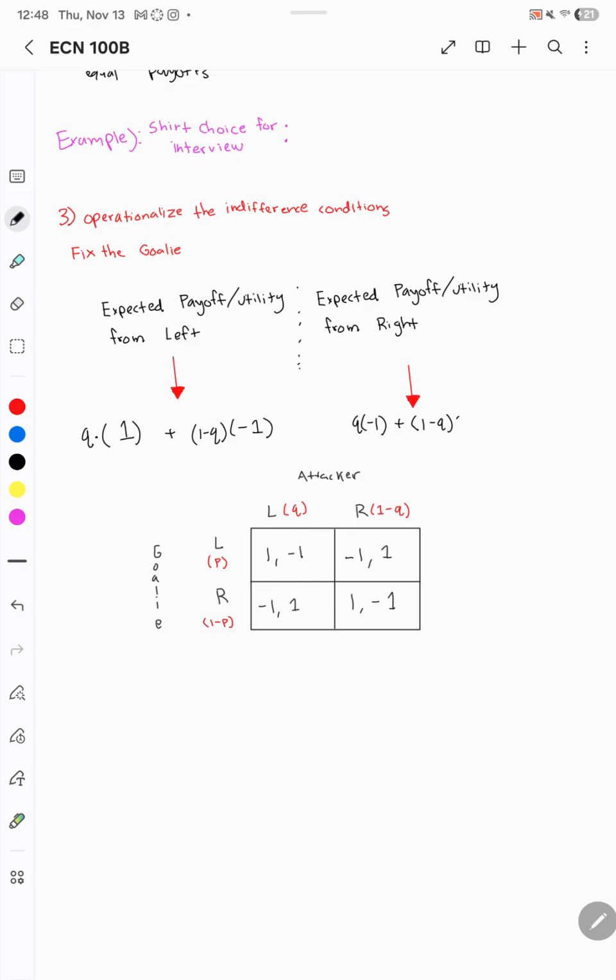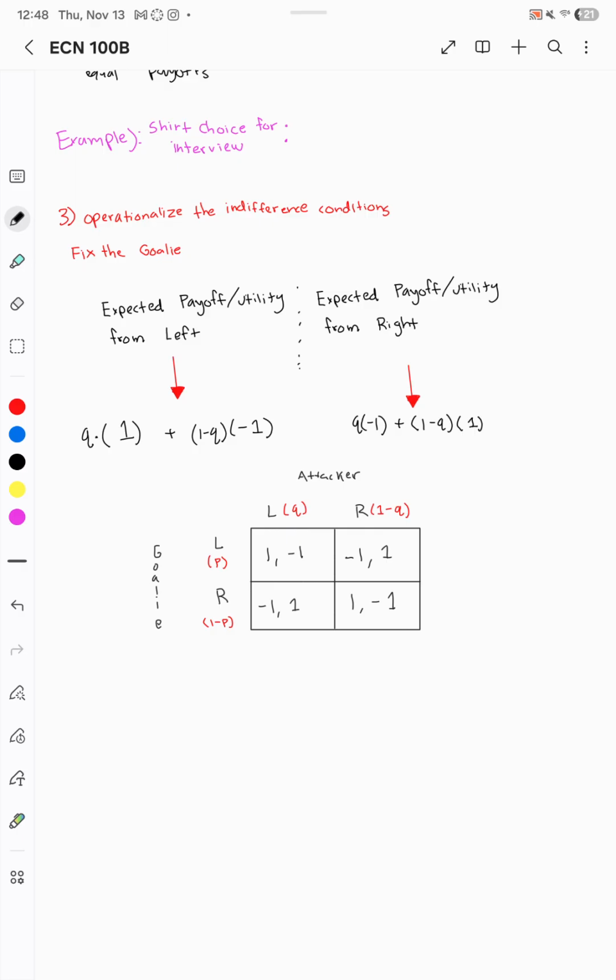Are there any questions about the second payoff? This is an expected payoff that we calculated. I want you to think about how Q and 1 minus Q play a role. And I also want you to think about what the Q and 1 minus Q mean. This is the attacker's action and how they decide whether they are going to play one action or the other.